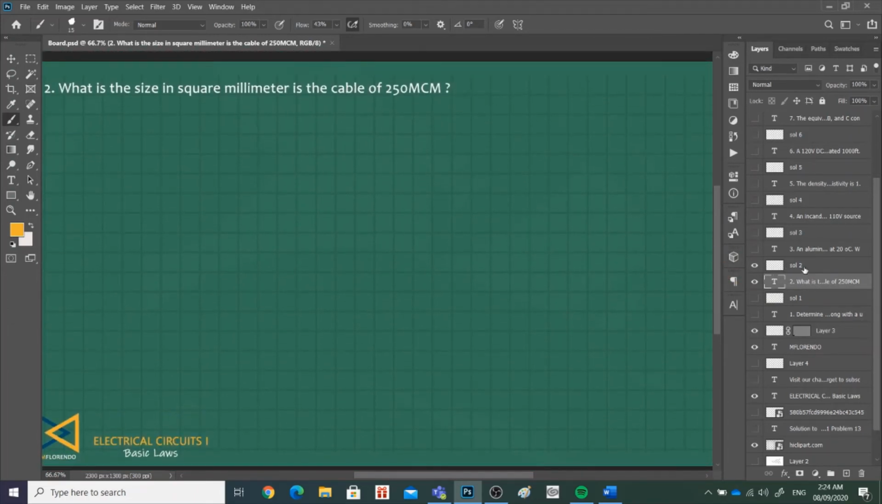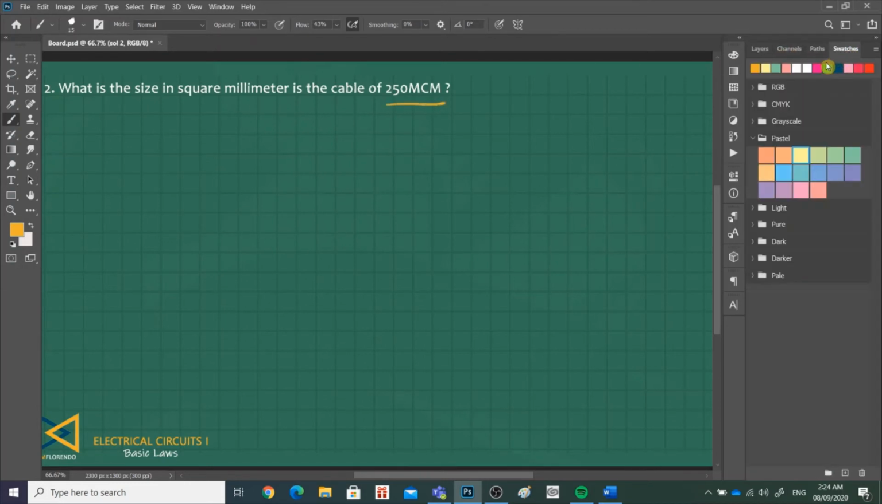Okay, circular mil muna. Pinapa-convert niya, it is actually, yung circular mil ay unit of area yan, in terms of diameter na ang unit ay mil. Okay. So, pinapa-convert niya in square millimeter, yung ating area. Take note muna natin yung circular mil.